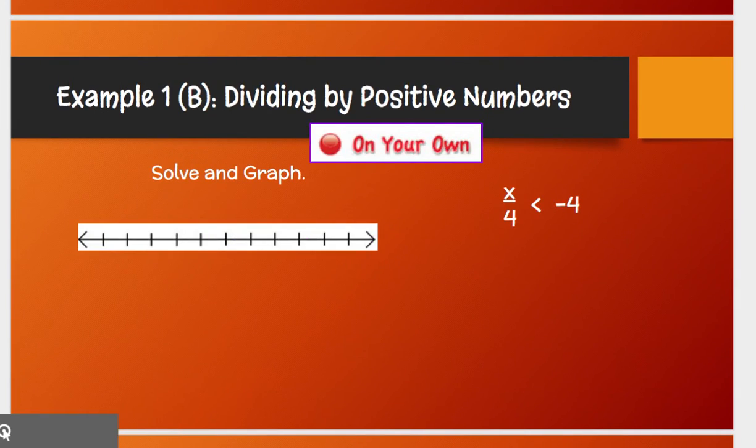Now for the last part of this example, I would like for you to try this part on your own. Notice that this x is being divided by a positive 4, so you'll use the exact same steps that we just used in example 1a.